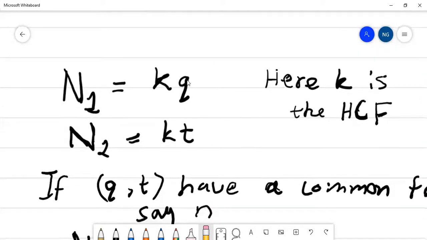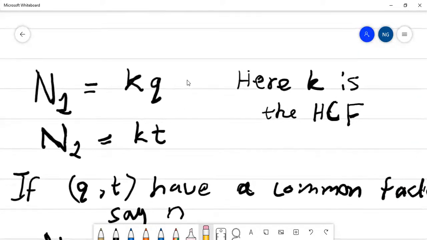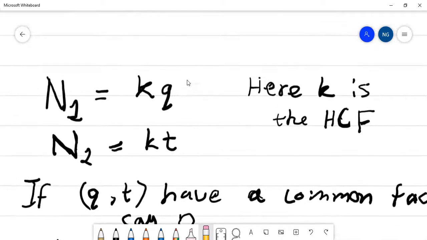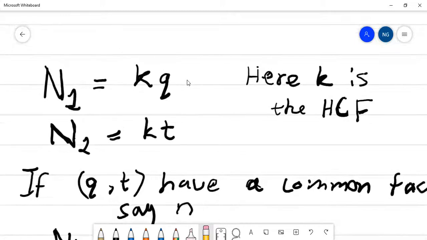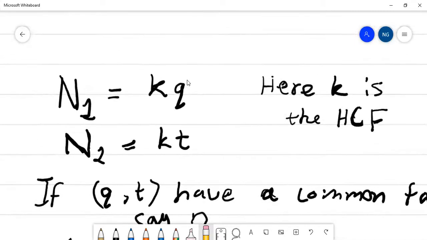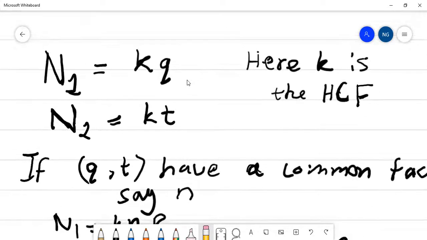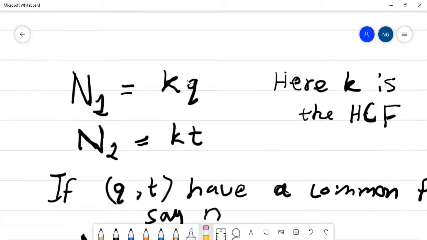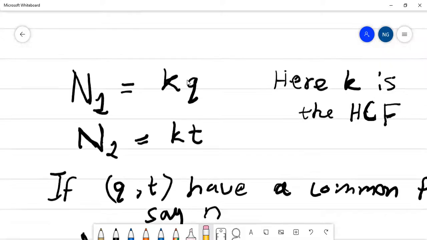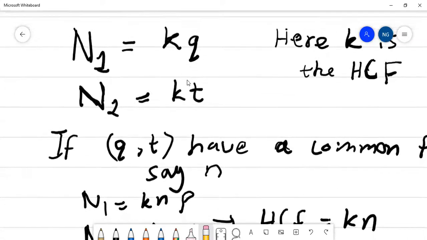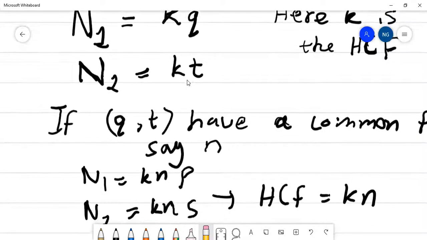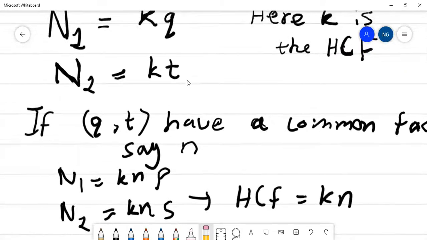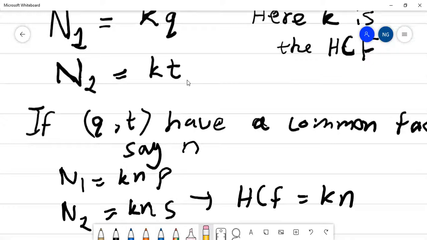Let's assume that q and t have a common factor. For example, 2 and 4 have a common factor as 2. So let's assume that q and t have a common factor. Let it be n. So n divides both q and t. So let q be n into something, let it be p, and let t be n into something, let it be s. So now we see that HCF of the two numbers becomes kn, because kn divides both the numbers.